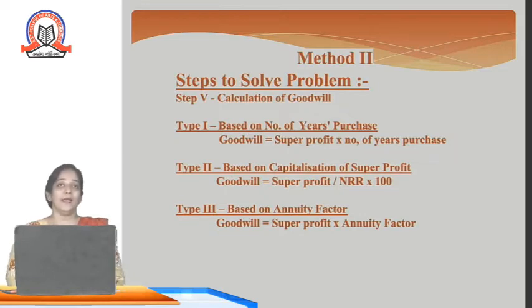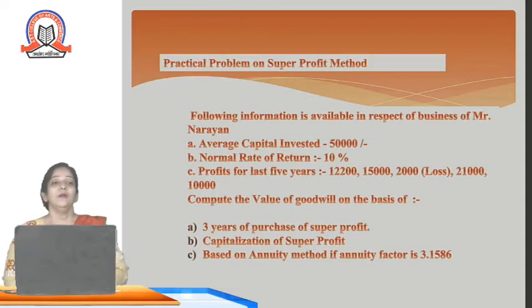Now let's see one example on the basis of the super profit method. The following information is available in respect of Mr. Narayan's business. We have average capital invested 50,000, normal rate of return 10%, and profit of the last 5 years is given. Then you have to compute the value of goodwill on the basis of 3 different types: number 1, on the basis of number of years purchase; number 2, the capitalization method; and number 3, on the basis of the annuity method as well.